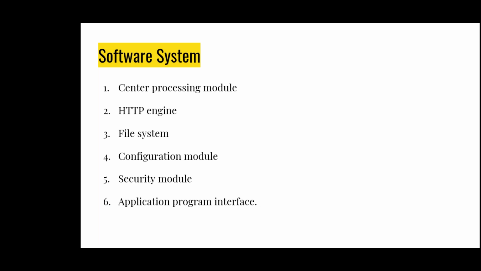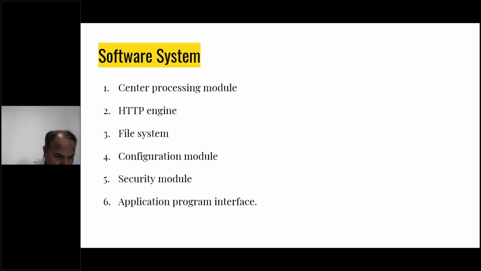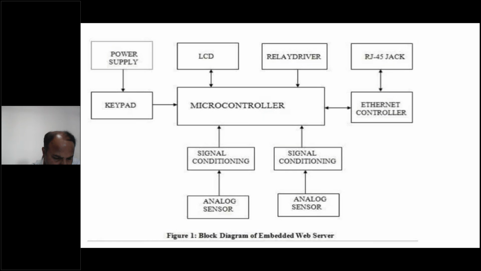Here we have a microcontroller which has a lot of components, just like power supply, keypad, LCD, relay driver, RJ45 jack, Ethernet controller, signal conditioning, and analog sensor. A controller is nothing without the power supply. If you have power supply, then you can turn on your machine, and after that the secondary work starts and your code starts. If you have no power supply, then you can't do anything.